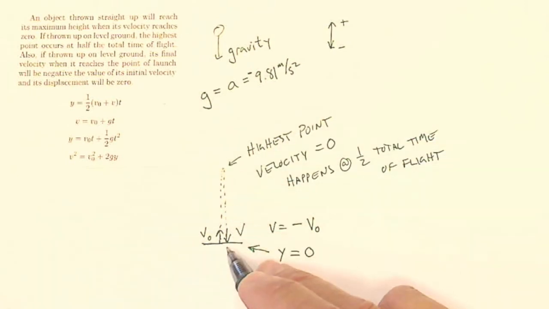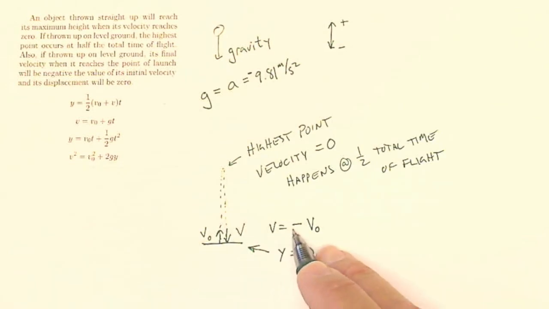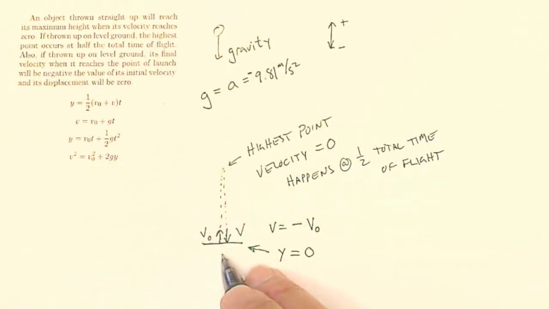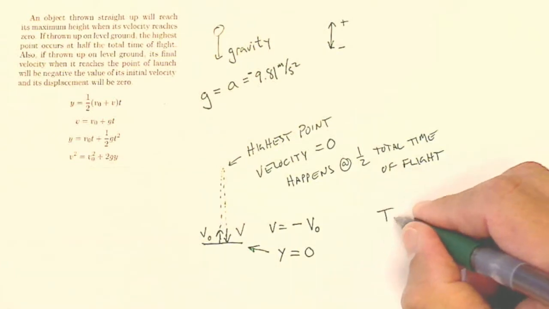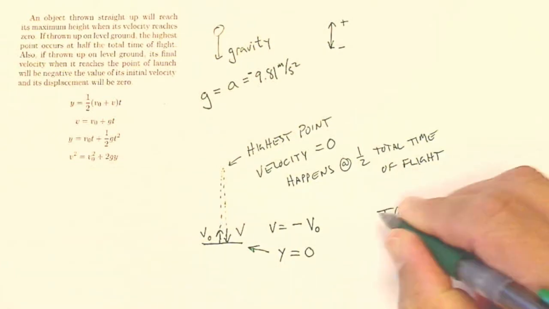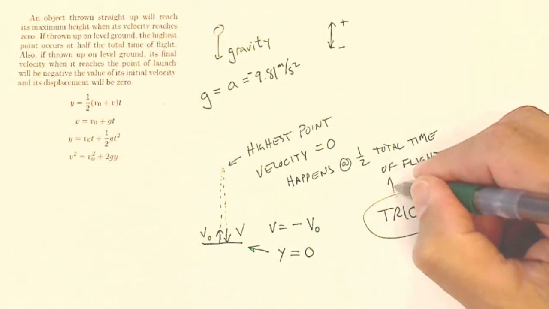And that's if it's up and down to the same point, so if it's on level ground. When it's on level ground, if it goes up at a certain velocity, it'll come back down and reach that same velocity right before it hits the ground. So my final velocity is opposite my initial velocity, and if it goes up and back down, my displacement will equal 0. So these are going to be your tricks to use when you're doing free fall problems.